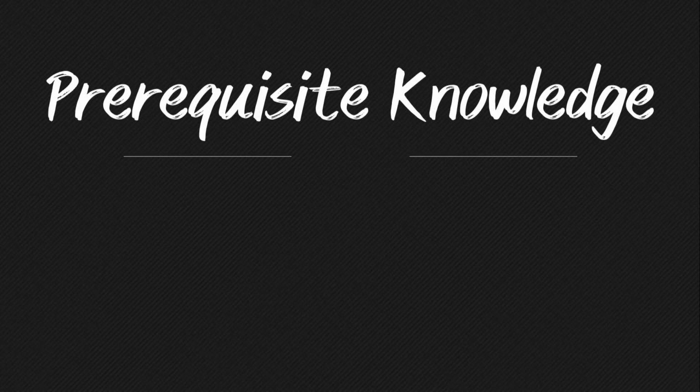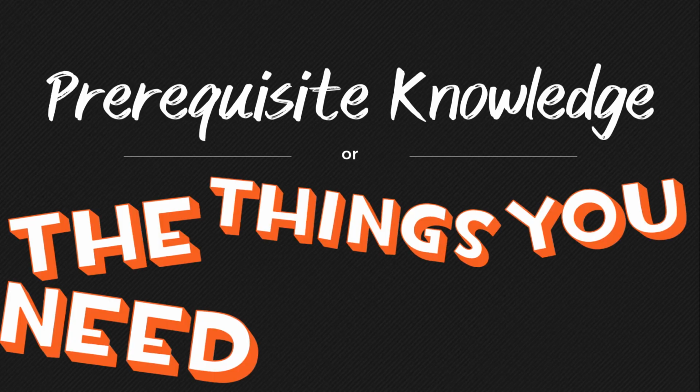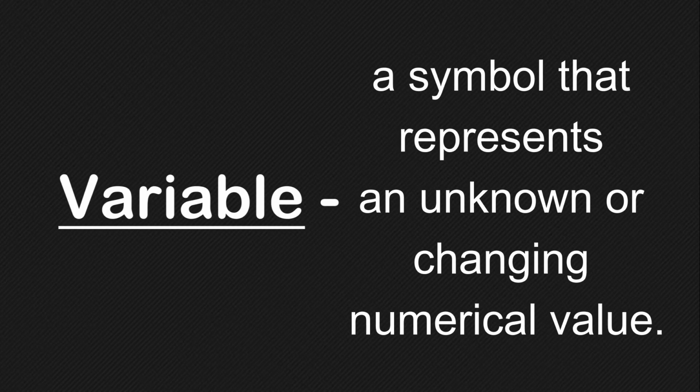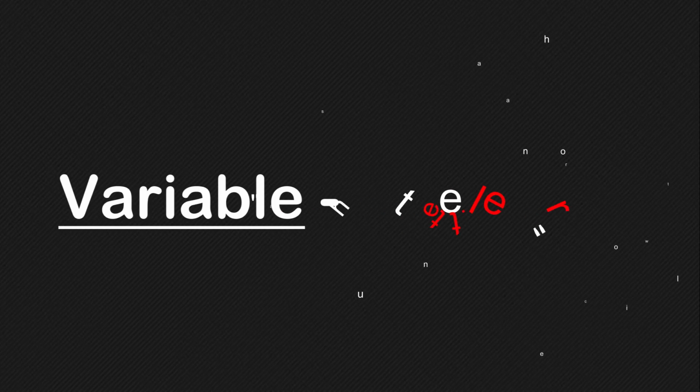Before we get into actually solving some one-step equations, we first need to go over the prerequisite knowledge, or the things you need to know. And the first thing you need to know is what is a variable, because I'm going to be using that word here and there. A variable, according to the definition here, is a symbol that represents an unknown or changing numerical value. To make that a little easier for you, I'm going to say it's the letter.